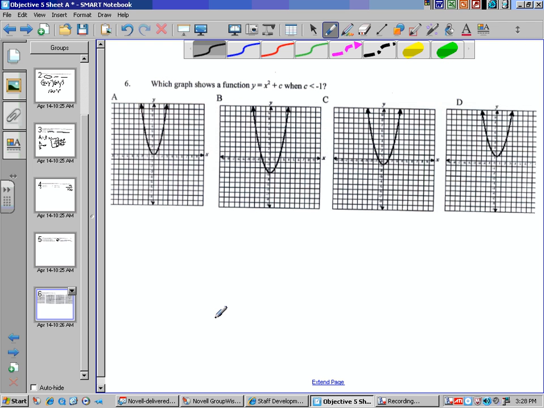Here's the last problem. Pause the video and come back and see how you do. Well, on this one, it says which graph shows a function of y equals x squared plus c when c is less than -1. Meaning that if this last number was smaller than -1, that means it would be down below -1. So if I look here, it looks like there's -1 right there. This is the answer, B. It's not C because C is exactly -1. The rest of these are above.